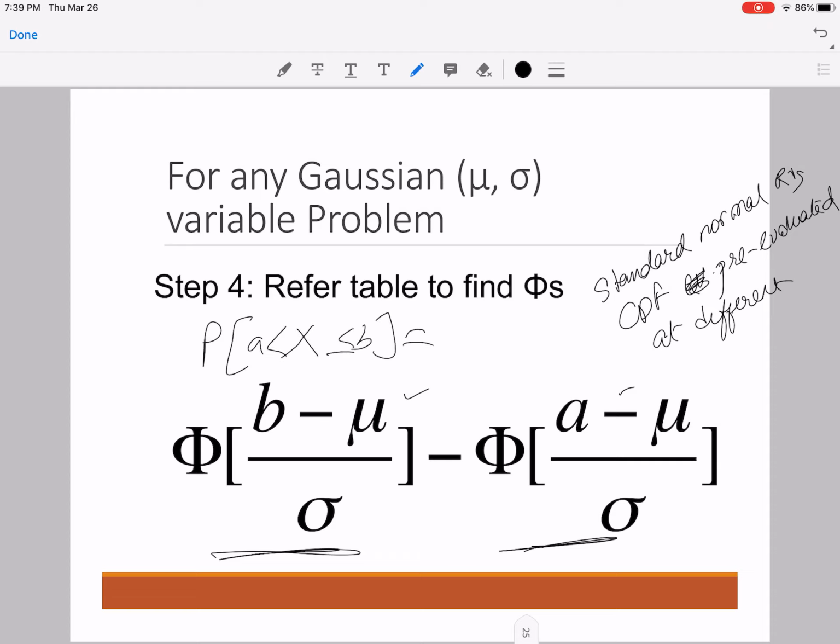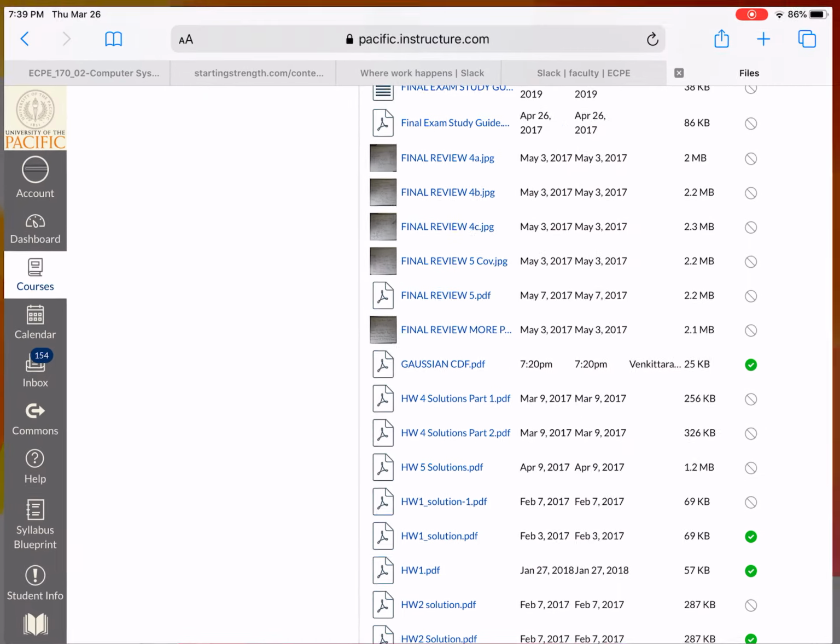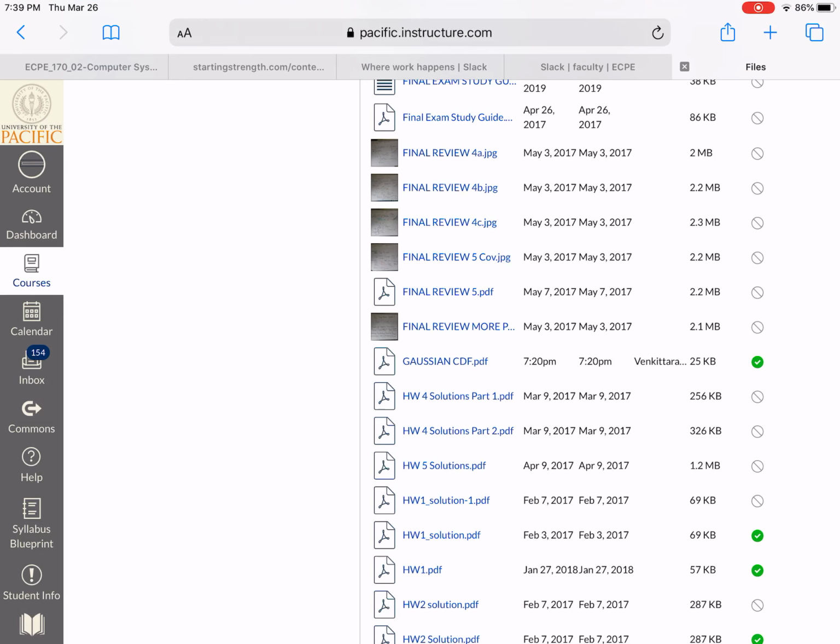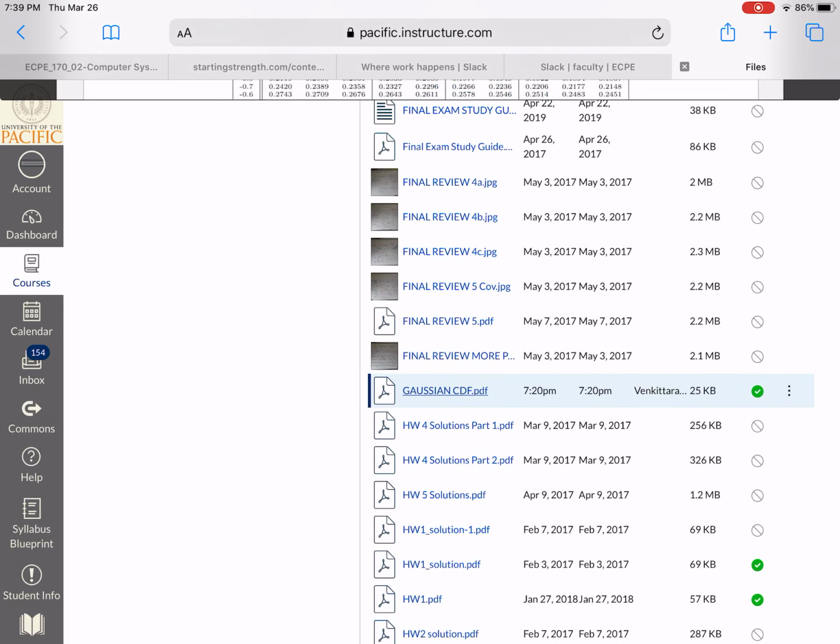Now let me show you the CDF of a standard normal RV. It's uploaded on Canvas, so just go to Canvas and there you'll find this particular PDF, Gaussian CDF.pdf. If you notice here, this table shows you the values of the standard normal cumulative distribution function for different values of z. So I'm going to refer to this table to find the values of phi, and then I can calculate the probabilities.